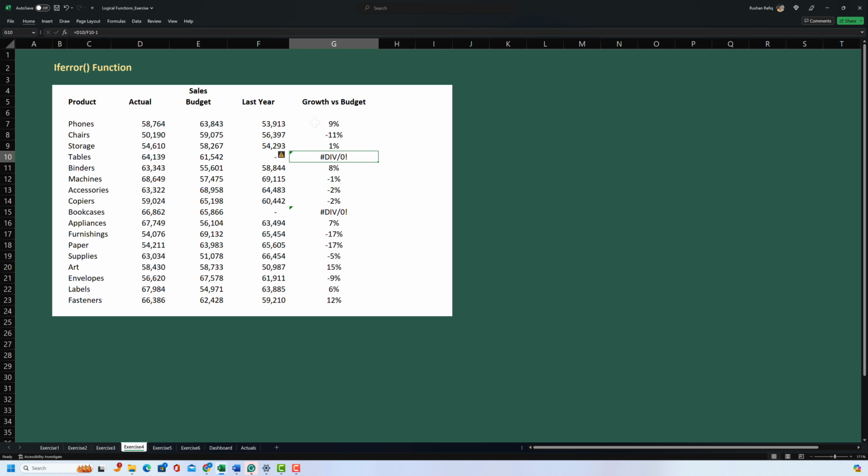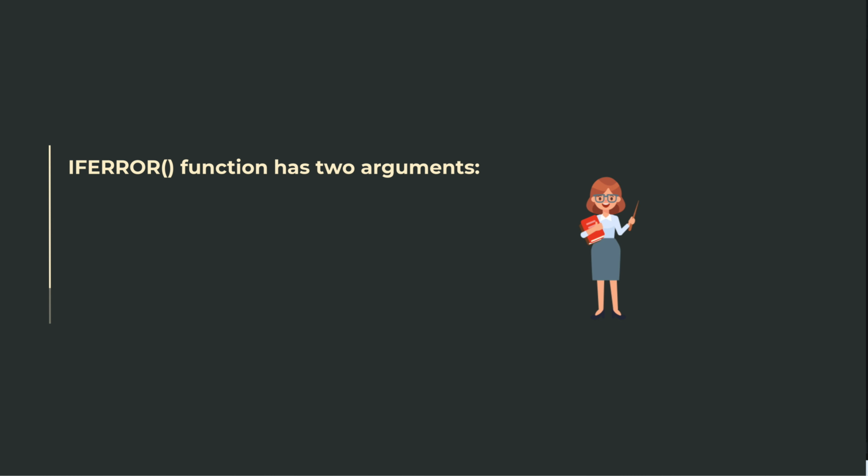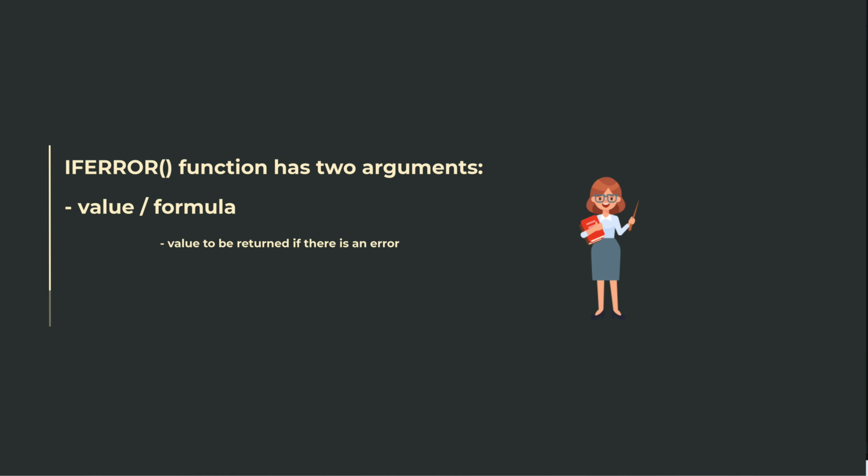In such a case, the IFERROR function comes in quite handy. The IFERROR function takes in 2 arguments. The first argument is the normal formula that we want Excel to work on. For example, this could be the growth formula in our case. And the second argument is the value that we want Excel to return in case if there is an error.